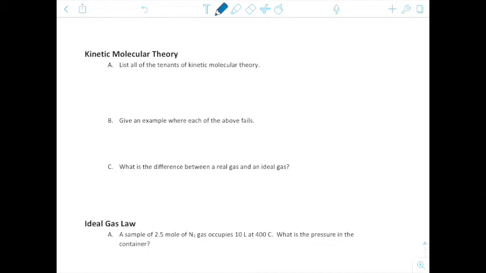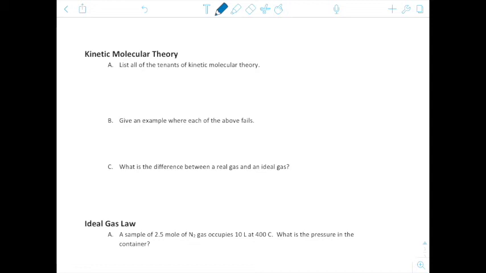It says give examples where the above fail. So the gas particles, when they're moving, they don't always move in a straight line motion. Molecules of gas occupy some volume. Collisions between the gas molecules do have energy transfers, and there are attractive and repulsive forces. And so what we use the kinetic molecular theory for is to give us a basis to start understanding gases.